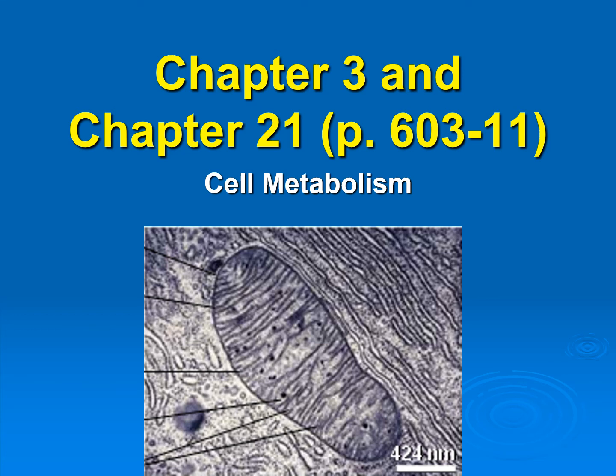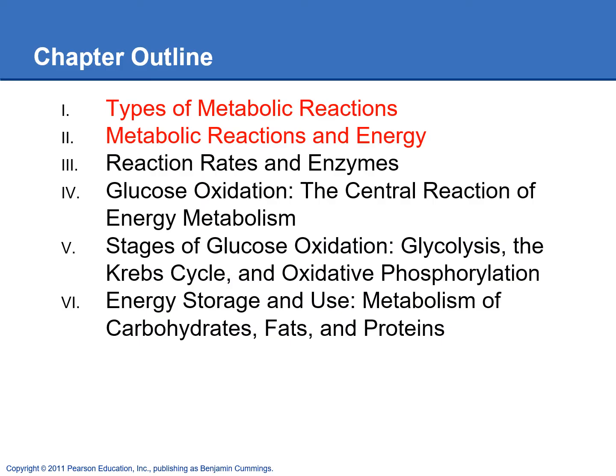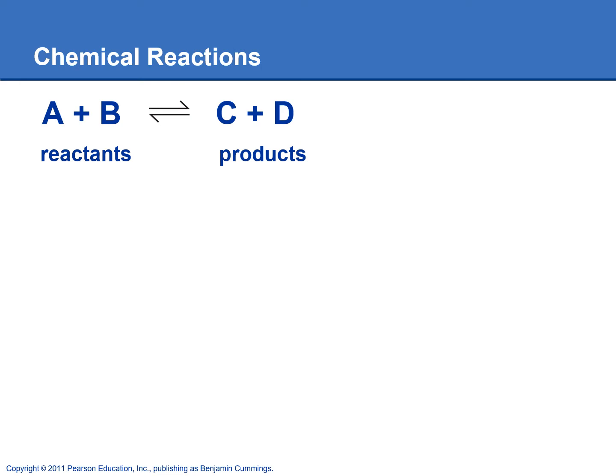In this video, we're going to cover Chapter 3 and the first part of Chapter 21, just pages 603 to 611, and we're going to be looking at cell metabolism. So in this first part, should just be review. We're going to take a look at the types of metabolic reactions and also talk about energy. So just a little bit of terminology.